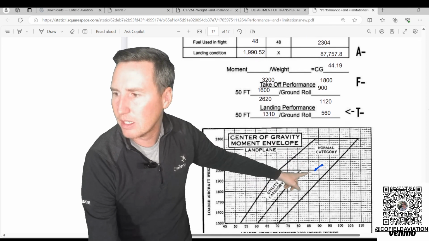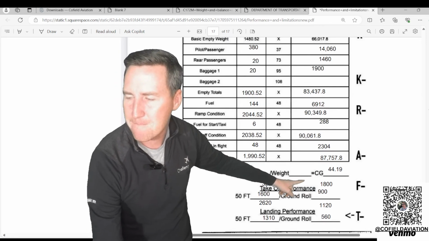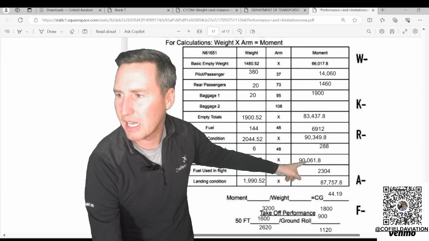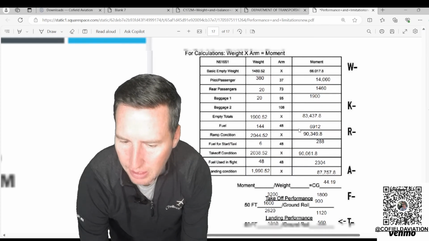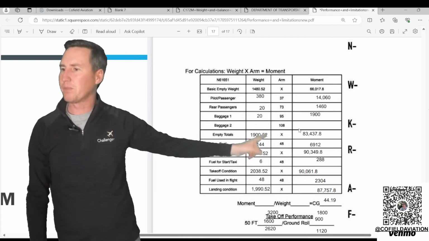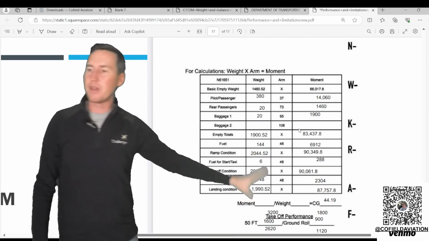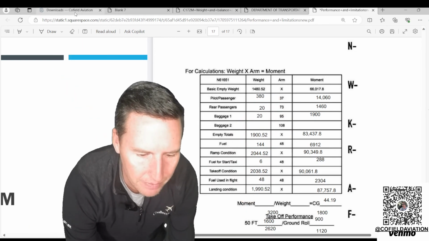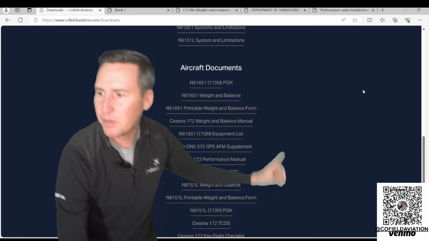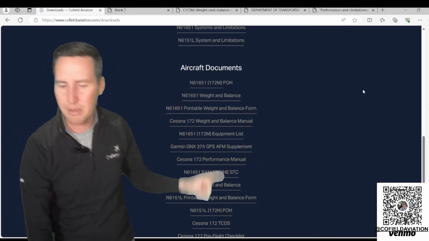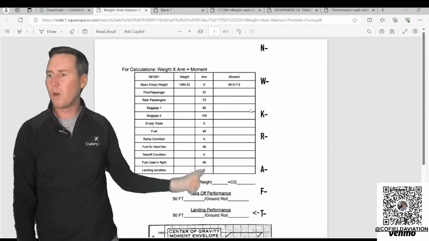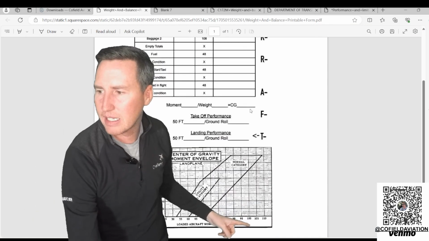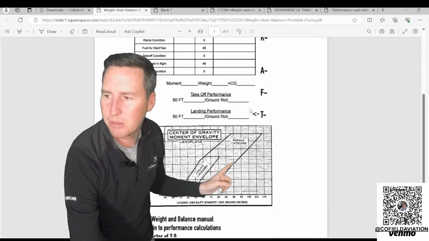There was our center of gravity, talked about how to work through that. And then we also talked about how to work the NWKRAFT. All right. Now, if you want to print this off and practice this, again, everything is on the website. So if you look right here, this is the printable weight and balance form. So this is exactly what I just had on that slide. So you can print them off and whatever.